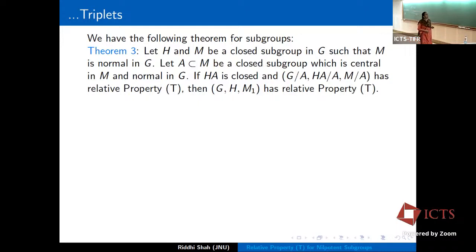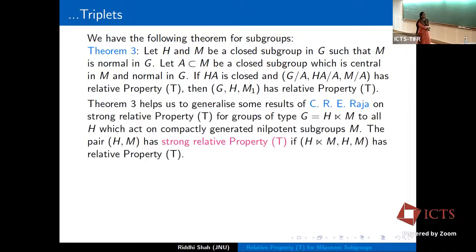So let H and M be closed subgroups of G such that M is normal in G, and let A be a closed subgroup which is central in M and normal in G. And if HA is closed, and (G/A, HA/A, M/A) has relative property T, then (G, H, M) has relative property T.